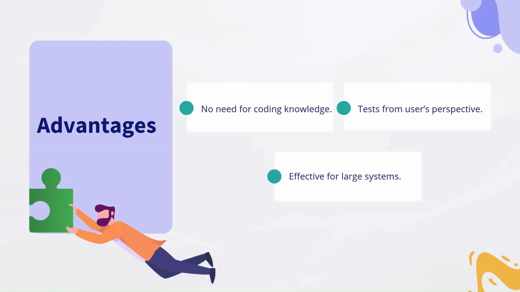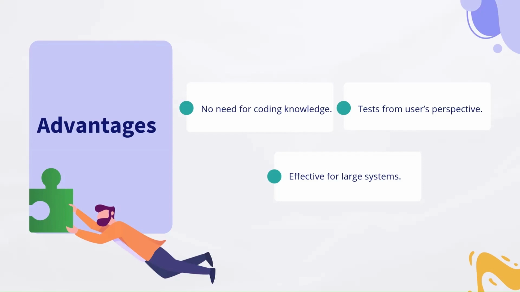The third one is that it's effective for large systems. When there's a large complex system, you can do black box testing easily because it consumes less time compared to other types of testing, because you don't need to have coding knowledge. You just give the inputs and see the output. So the time is saved compared to the rest of the testing methods.